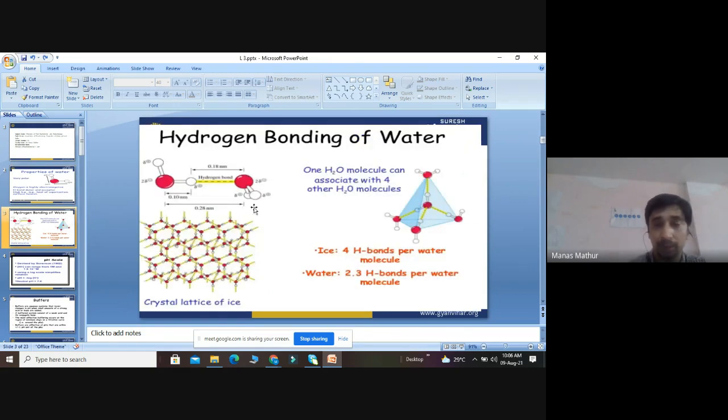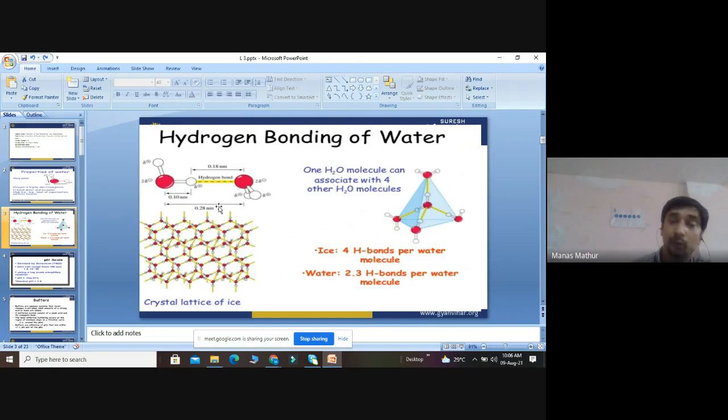Here we can see the actual mechanism of hydrogen bonding in water. Since we know that oxygen is electronegative and hydrogen is electropositive, the hydrogen bond distance is 0.8 nanometer, and the overall chemical bonding distance between the hydrogen and oxygen is 0.28 nanometer. Now we can see that water exists in three forms: solid, liquid, and gas.